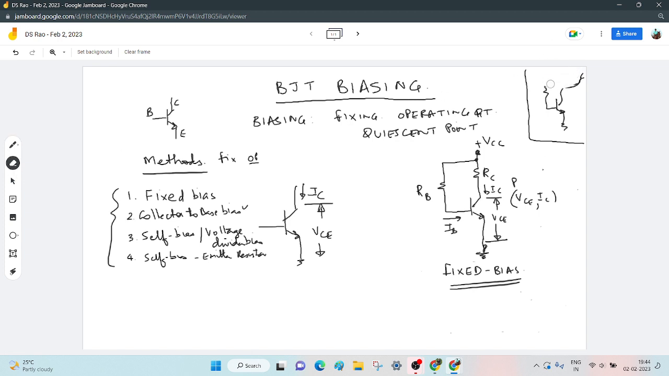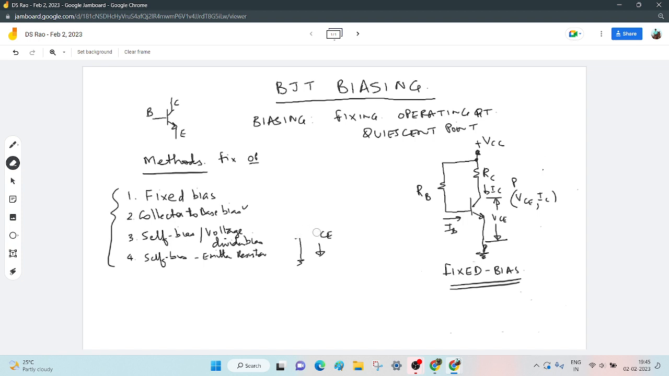Next thing is, what is meant by collector to base bias? Collector to base bias has come because fixed bias is not a very good method. Even if you use this, the operating point will be shifting with temperature and other reasons. All that we will see later, we can measure. So we will improve the circuit by drawing another circuit called collector to base bias. Okay, now how does collector to base bias look?